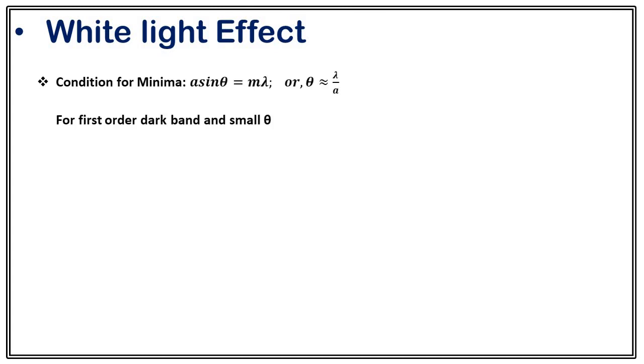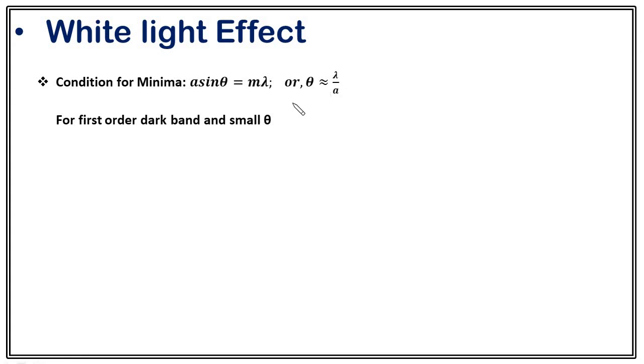To understand it, let's remind ourselves, what is the condition for minima? The condition for minima was A sin theta equals m lambda. Let's consider the first order dark band, that is m equals 1. In that case, A sin theta equals m lambda, and if theta is very small, then we can approximate sin theta equals theta. Therefore, theta will be lambda by A. So for any light, the first order minima will appear at lambda by A.